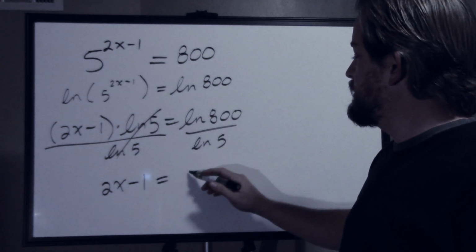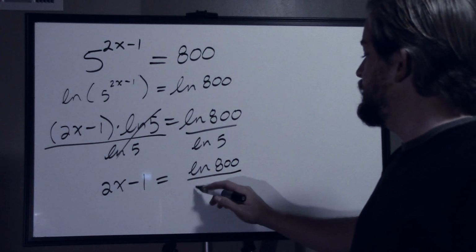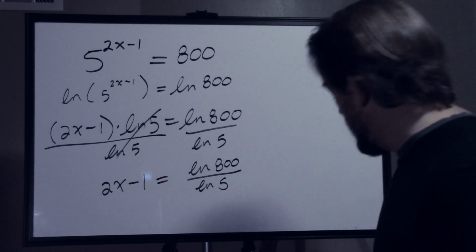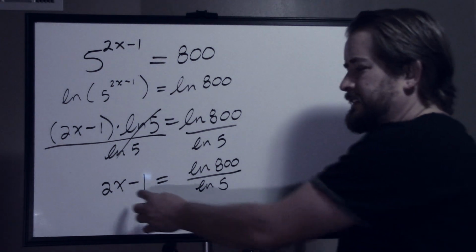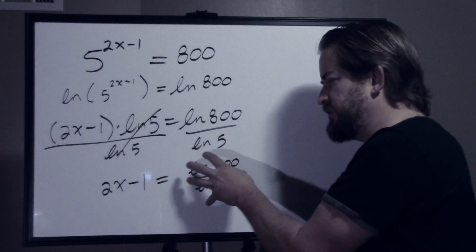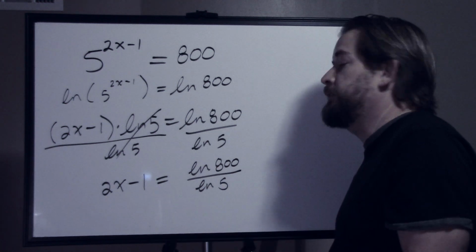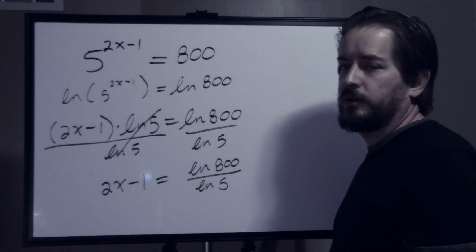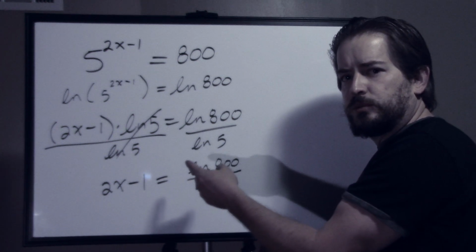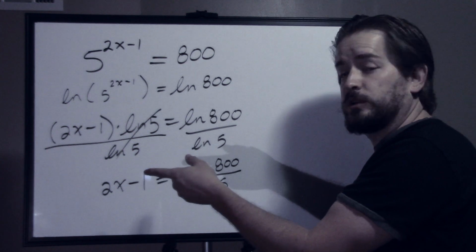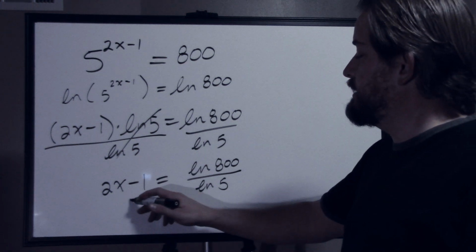And then this fraction, the natural log of 800 divided by the natural log of 5. Right. And I still want to isolate this x. So this natural log of 800 divided by the natural log of 5 is just a number. I don't know what it is, but it's just going to be a number. But I can always still use those addition principles and multiplication principle of equalities. So here I'm going to add 1 to both sides.